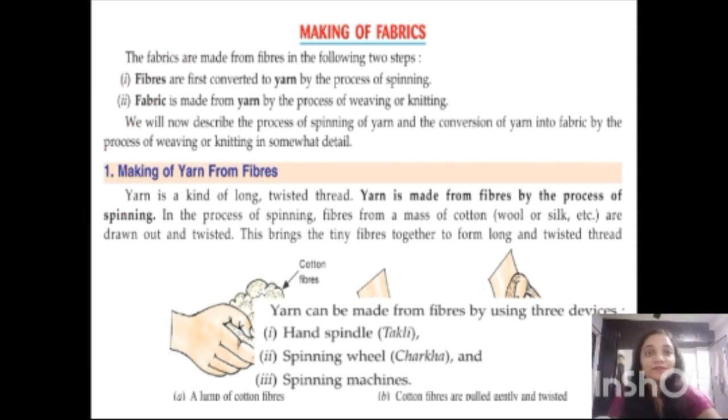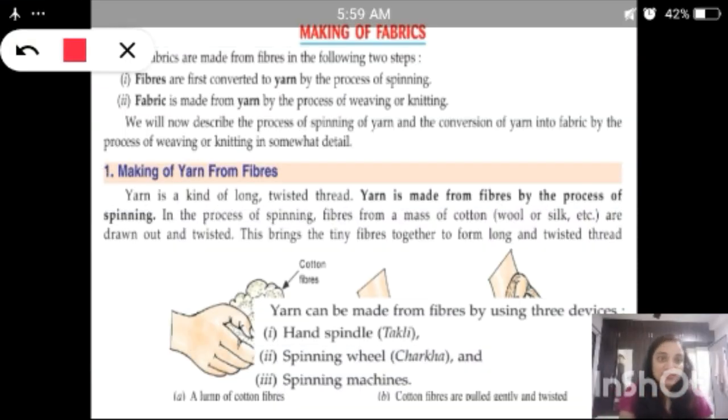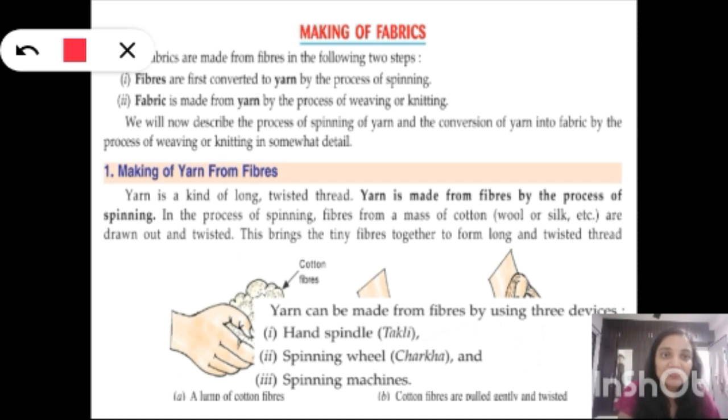Next, yarn can be made from fibers by using three devices. The first two are hand devices, and the last one is the automatic, modern machine used in this modern age. The first is the spindle, the second is the spinning wheel, the charkha that Gandhiji used, and the last one is the spinning machine. This is the modern technical machine that is used to make yarns.